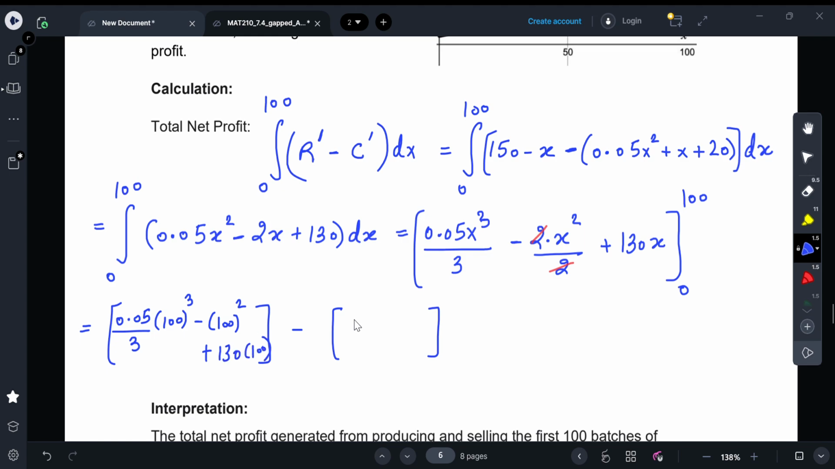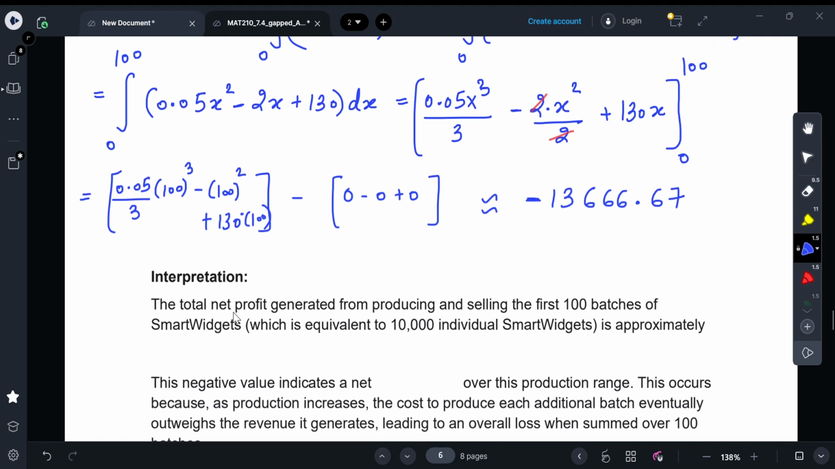You are champions now. You have done this so many times. And in the second bracket, I'll replace x with the lower limit, but that will make everything 0 because anything times 0 is 0. So the final answer that you should be getting is approximately negative, as expected, right? 3666.67. So this is my total net profit by selling the first 100 batches.